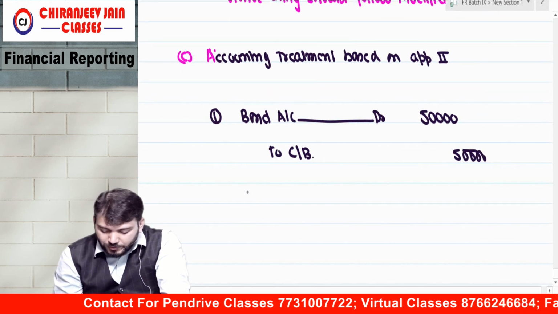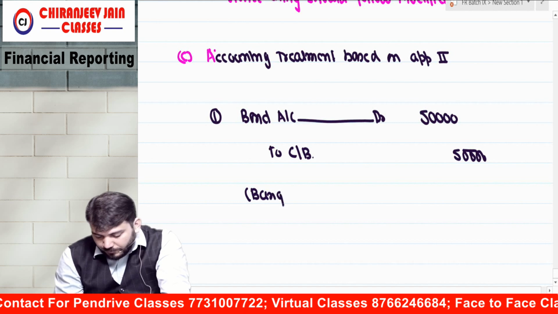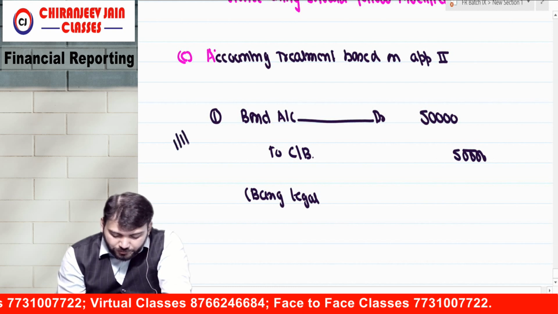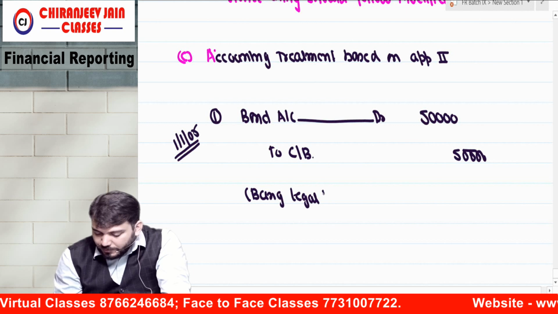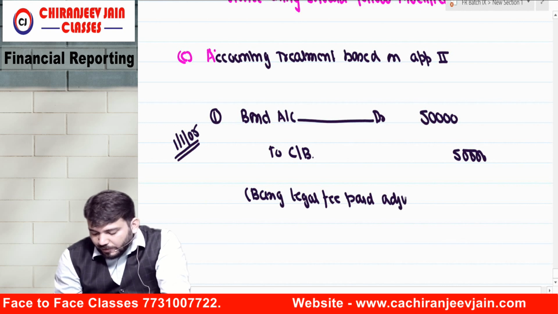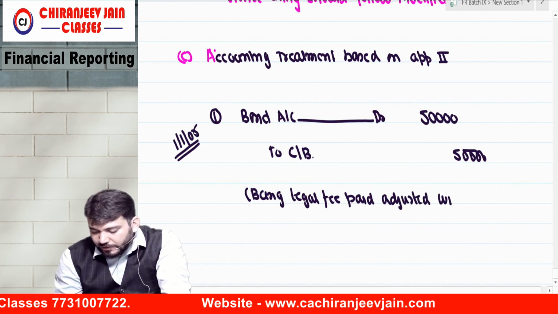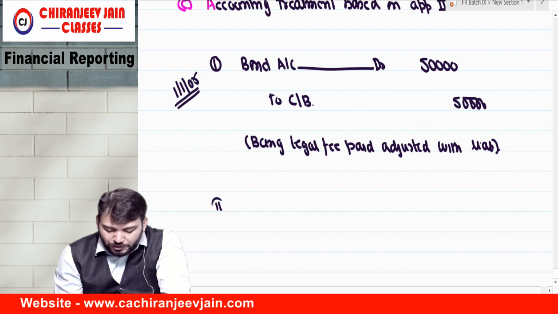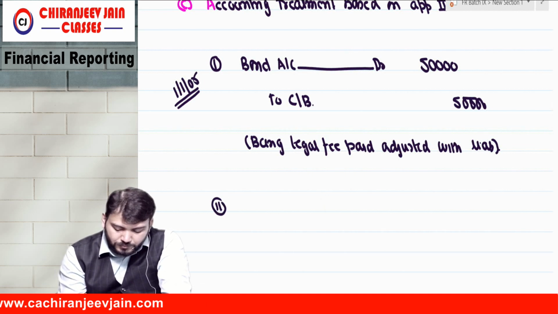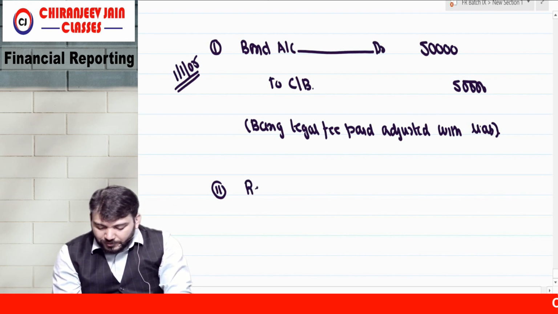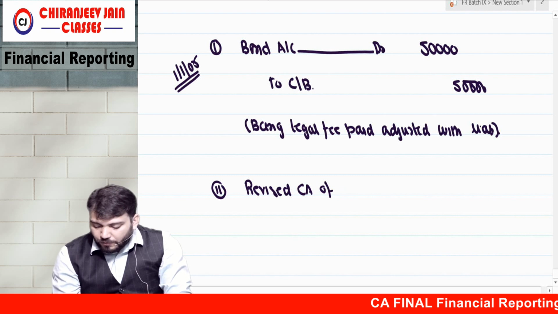So being legal fee, this journal entry you have done on which date? On 1/1/2005. Being legal fee paid, adjusted with what? Adjusted with liability. Then we need to recompute the EIR. So what is the revised carrying amount after this? Revised carrying amount of liability is equal to what?